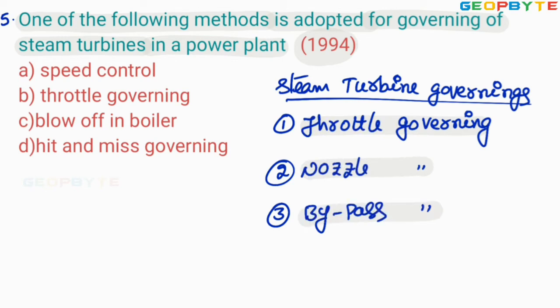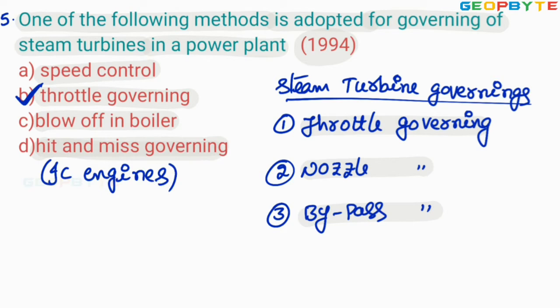Look at the options. Option A, speed control. Option B, throttle governor. Throttle governing is absolutely correct. Option B is correct. Blow off boiler is not correct. Hit and miss governing is also a kind of governing used for IC engines, internal combustion engines. I hope you got my point.